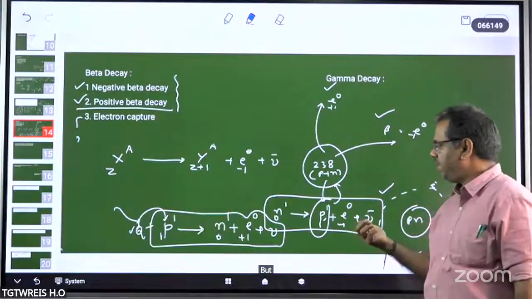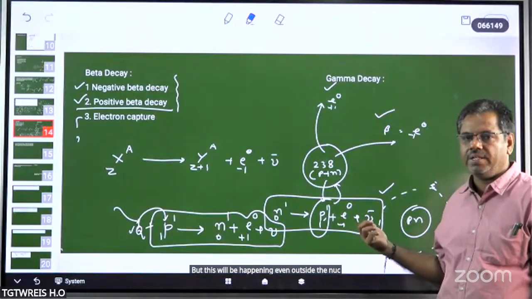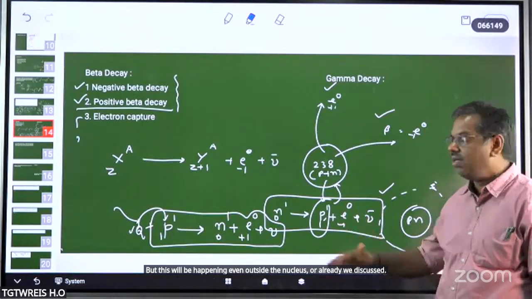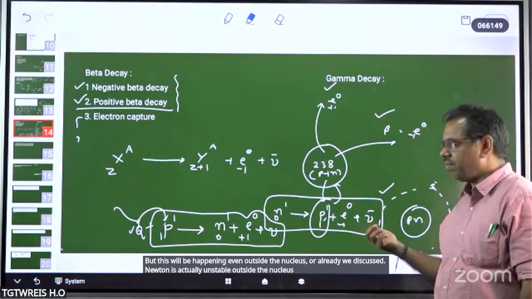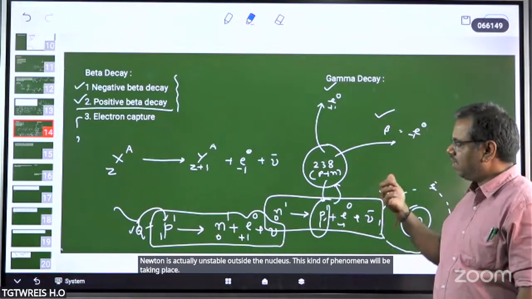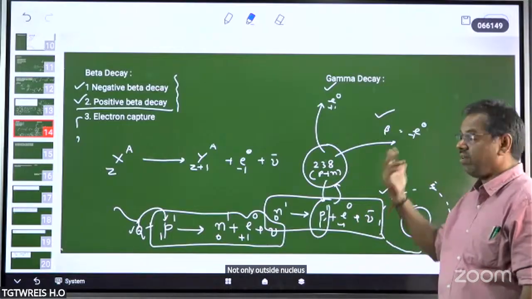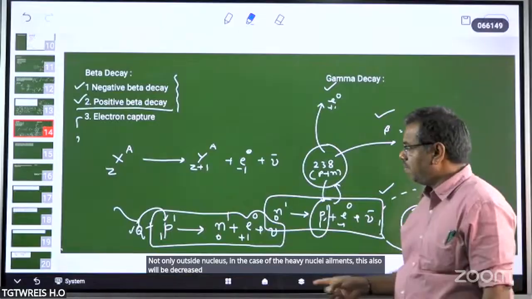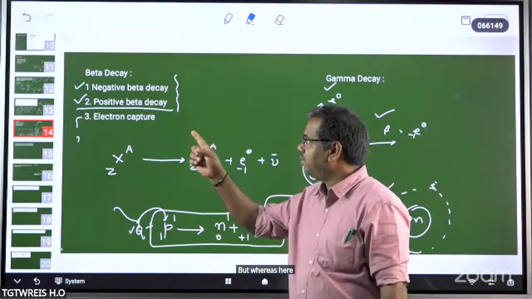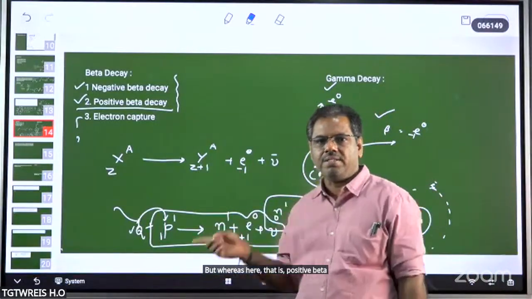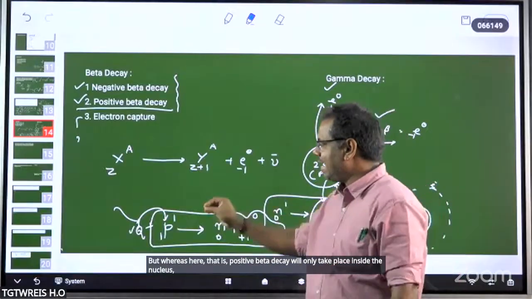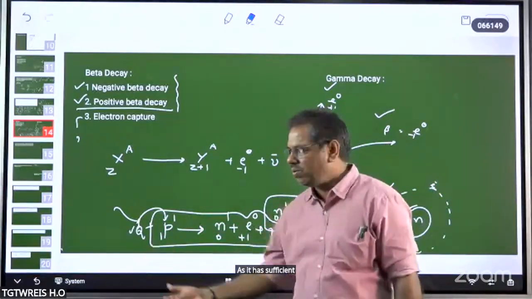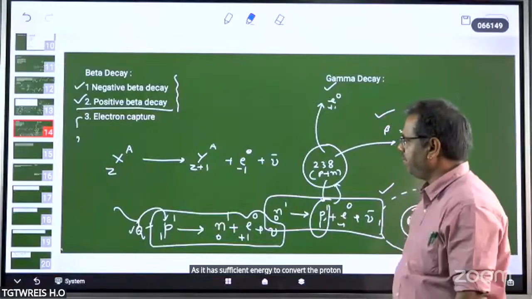But the earlier kind of decay happens even outside the nucleus also. Already we discussed that a neutron is unstable outside the nucleus, so this kind of phenomenon takes place. Not only outside the nucleus, in the case of heavy nuclear elements, this also takes place inside the nucleus. Whereas positive beta decay only takes place inside the nucleus, as it has sufficient energy to convert the proton into a neutron.